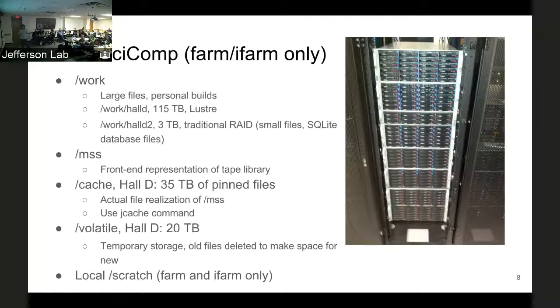Okay, volatile is basically another scratch disk. This is also Lustre. Our allocation on this is 20 terabytes. We can go over that whenever we would like, if there's extra space on the disk at that particular time. Those files that are over our 20 terabytes would be subject to a cache-like deletion algorithm. But anything under 20 terabytes is guaranteed to stay there.